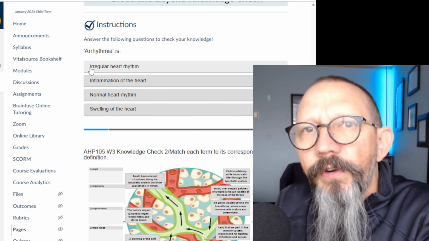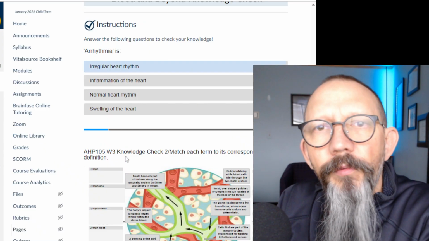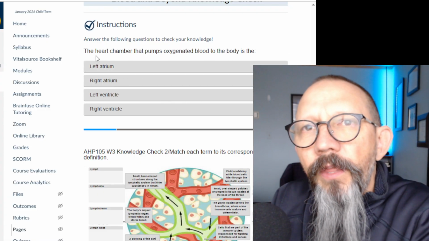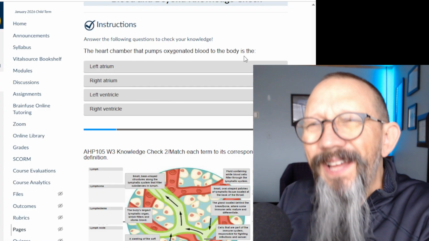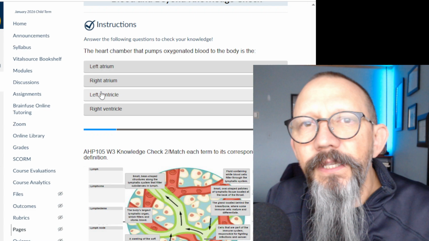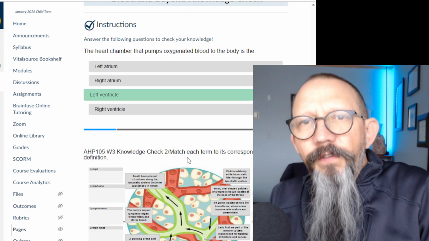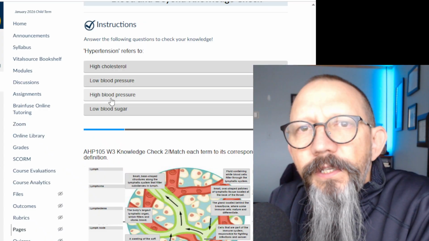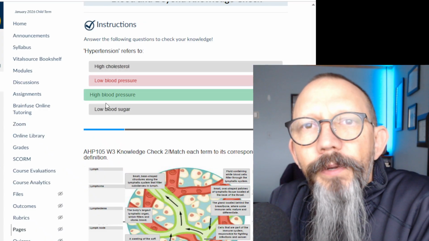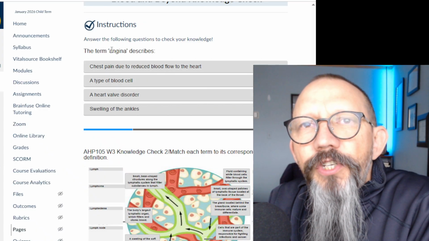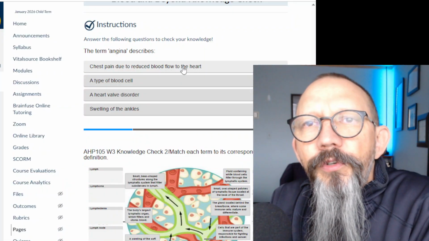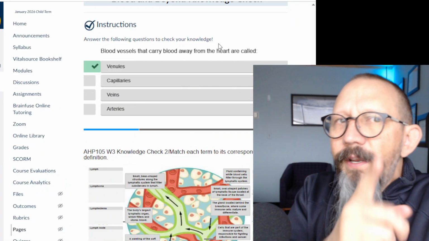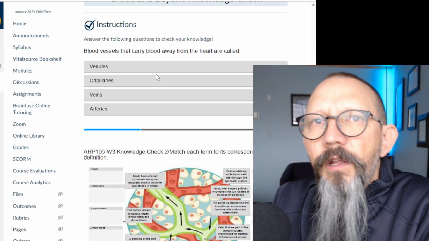Okay. Over here, arrhythmia, irregular heart rhythm. Arrhythmia, not normal. The heart chamber that pumps oxygenated blood to the body is the left ventricle. This is kind of going fast here, isn't it? Hypertension is high blood pressure. Chest pain, term angina, chest pain due to reduced blood flow to the heart. This is weird. This is one of the things that I had, but I didn't have chest pain. I had shoulder pain. It's really weird. I'll tell you all about it someday.